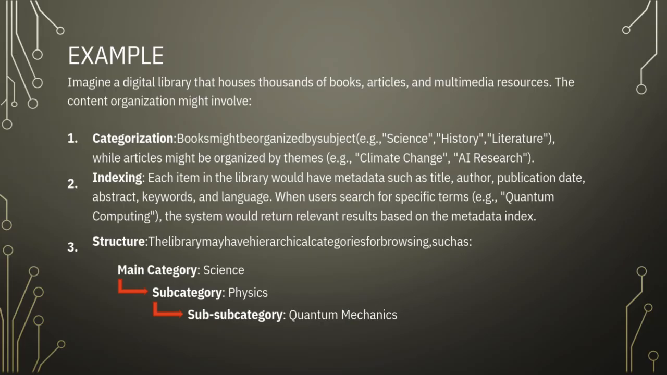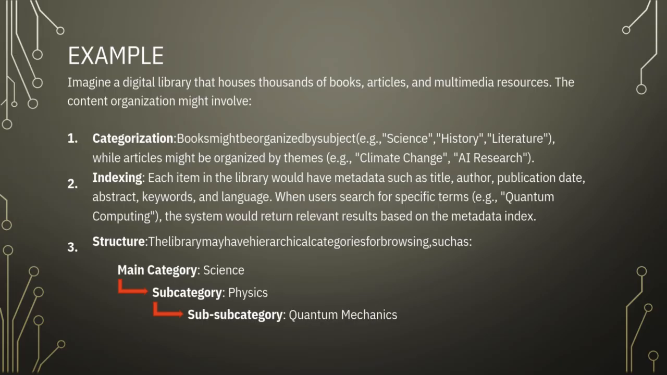Second, indexing. Every item in the digital library is described using metadata. This includes information such as the title, author, publication date, abstract, keywords, and language. When a user searches for a term like quantum computing, the system does not scan documents randomly. Instead, it retrieves relevant items by matching the search query with the indexed metadata fields. This is what enables fast and accurate search results.